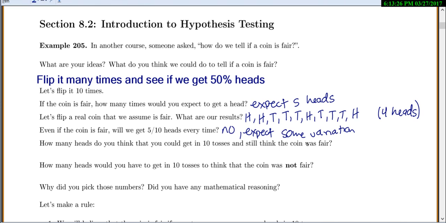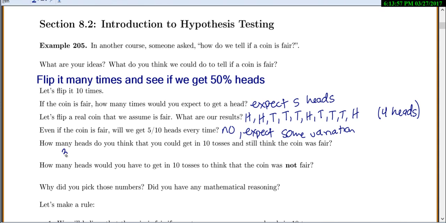Okay. So now I'm going to ask you, how many heads do you think you could get in 10 tosses and still think the coin was fair? I'm not asking you for a statistically correct answer. But for you, if you were flipping a coin, how many heads do you think you could get and think the coin was fair? Okay, so Justin here is saying 7 to 8. You're saying 3 to 7. I like 3 to 7.